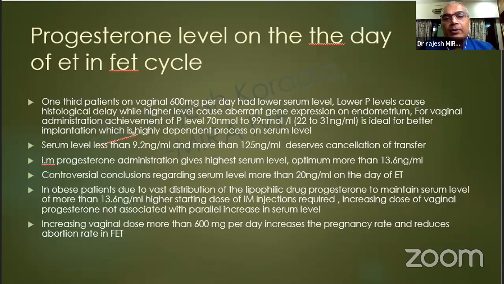And increasing the vaginal dose to more than 600 milligram per day increases the pregnancy rate and reduces the abortion rate in frozen embryo transfer cycles, according to one study. So it is always a good idea in a frozen embryo transfer cycle to use a higher dose, more than 600 milligram per day. That's one thing. In obese patients, it is better to use more dose. If you are using a little higher dose of progesterone, there is no harm. But if it is used in a lower dose, definitely secretory transformation will be affected.